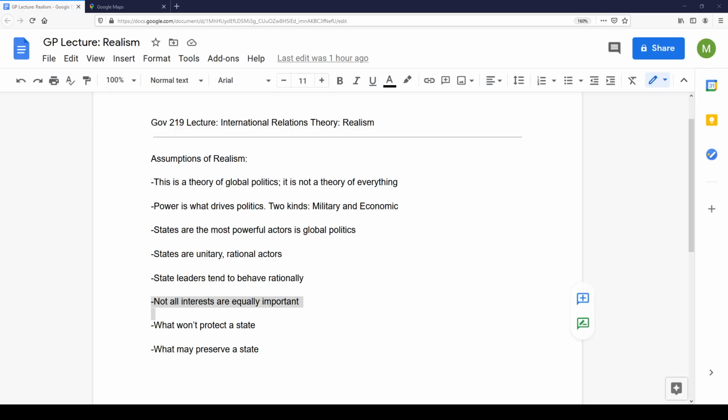All right, back to our outline of the lecture. So we've already gone through the hierarchy of interests. Not all interests are equally important. But now, what won't protect a state?